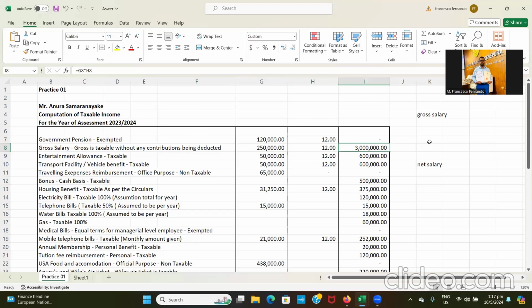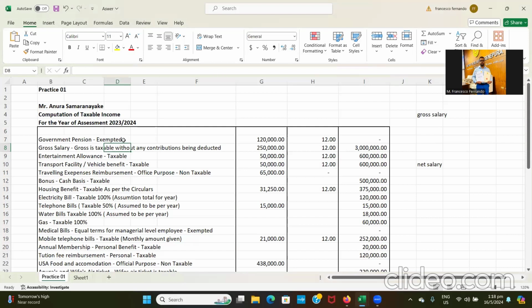I said normally for any case, we consider mostly the gross salary. Therefore, don't even think about the net salary, even in financial reporting. When it comes to advanced financial reporting, the subject next year, if there is a sum from a pay sheet, normally for this calculation we consider the gross salary, right? So don't even look at the net salary. Here we must take the gross salary and write: gross salary is taxable without any contribution being deducted.